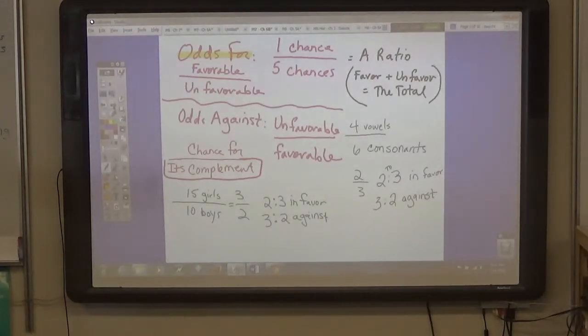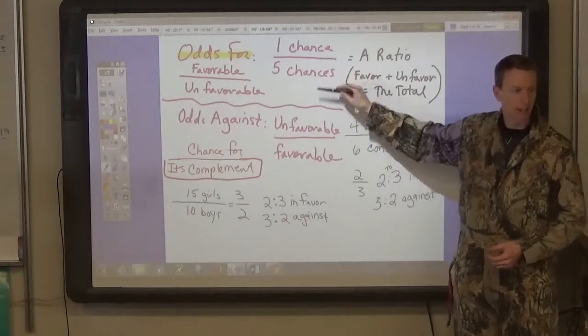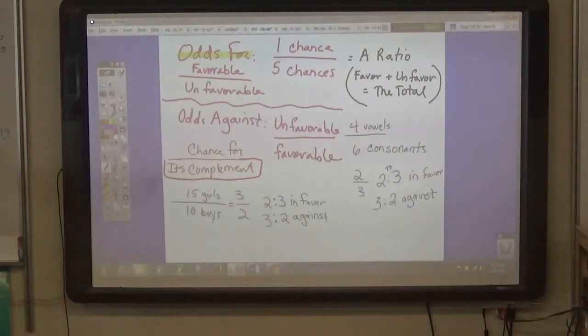No, not 2 over 6. That'd be 2 out of the total, right? We're talking about odds. Remember, odds are the chances of it happening over the chances of not happening. 2 over 4, or 1 to 2. So 1 to 2. You'd say that as a ratio. So you'd say it as 1 to 2.